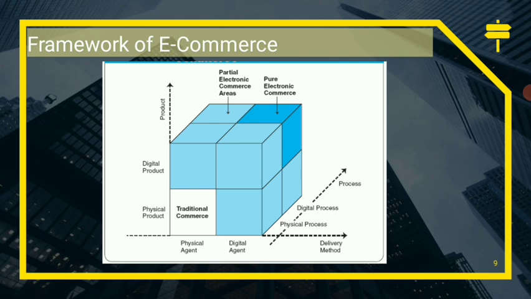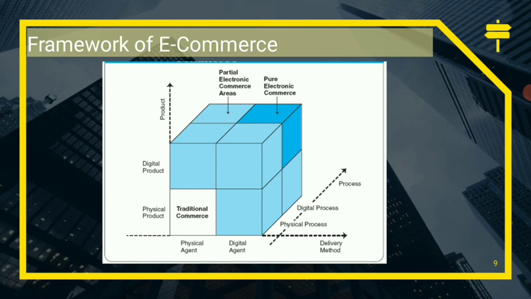In a traditional commerce scenario, as shown in this diagram, the lower left quadrant, or the traditional commerce, is characterized by the existence of a physical product that is being pushed or sold by a physical agent, such as marketing agents, marketing representatives, and sales personnel. An example of this scenario is a salesman doing a sales pitch to a prospective buyer of a physical product.